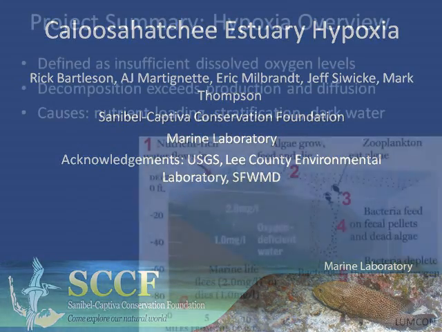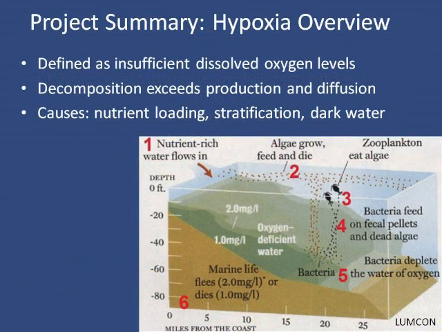So, hypoxia is defined as insufficient dissolved oxygen levels for aquatic life. And we have a diagram here that shows the basic process: excess nutrient loading, organic loading, feeding, production, and benthic decomposition. Hypoxia occurs when decomposition exceeds the rate of production in the water column or the rate of resupply of oxygen from the surface.